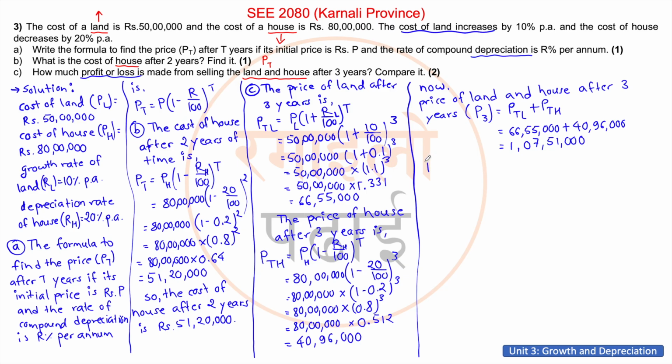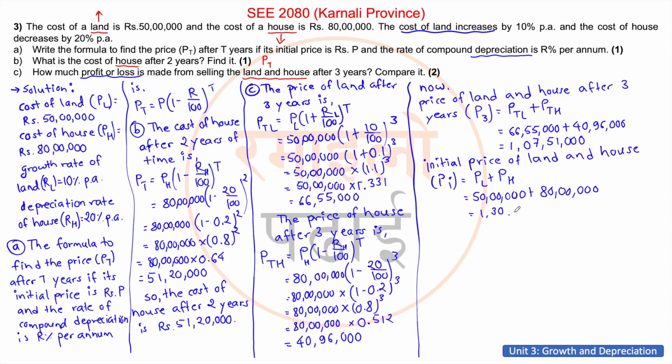Now initial price of land and house, which we will write as PI, is equals to price of land plus price of house. Putting value, price of land was 50 lakh and the price of house was 80 lakh. Now adding both, we get 1 crore 30 lakh.